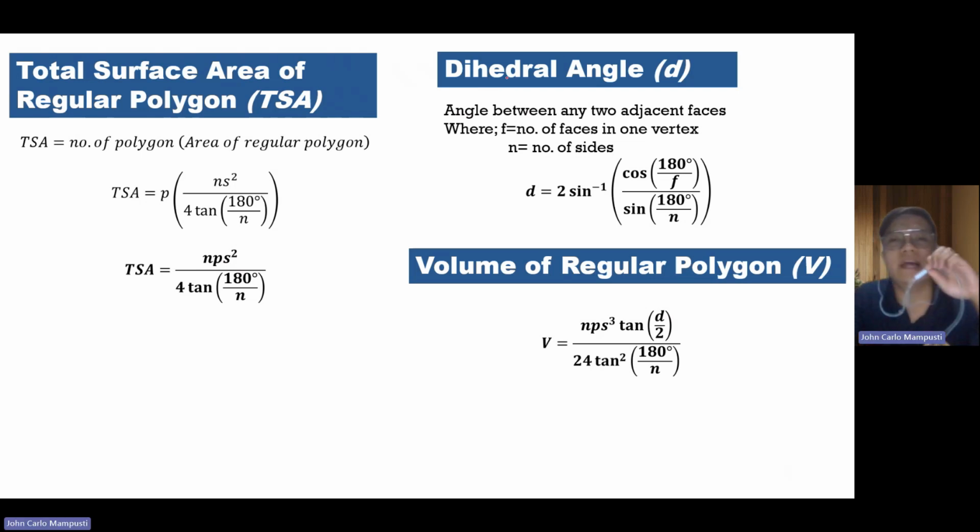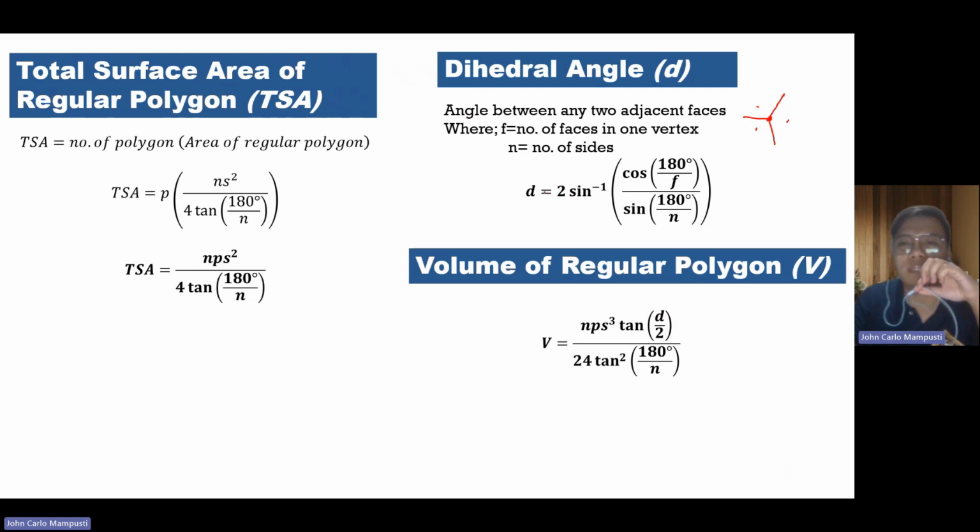So we also have the dihedral angle. D yung symbol natin dyan. This is an angle between any two adjacent faces, wherein f is the number of faces in one vertex. So let's say, na-discuss na natin kung ano yung vertex natin. Di ba may mga nakakonekta dyan? Let's say, sa vertex natin, meron tayo ditong tatlong faces. So, ibig sabihin yung f natin dyan is 3. Okay? So, n is the number of sides, 5. So, this is the formula of the dihedral angle.